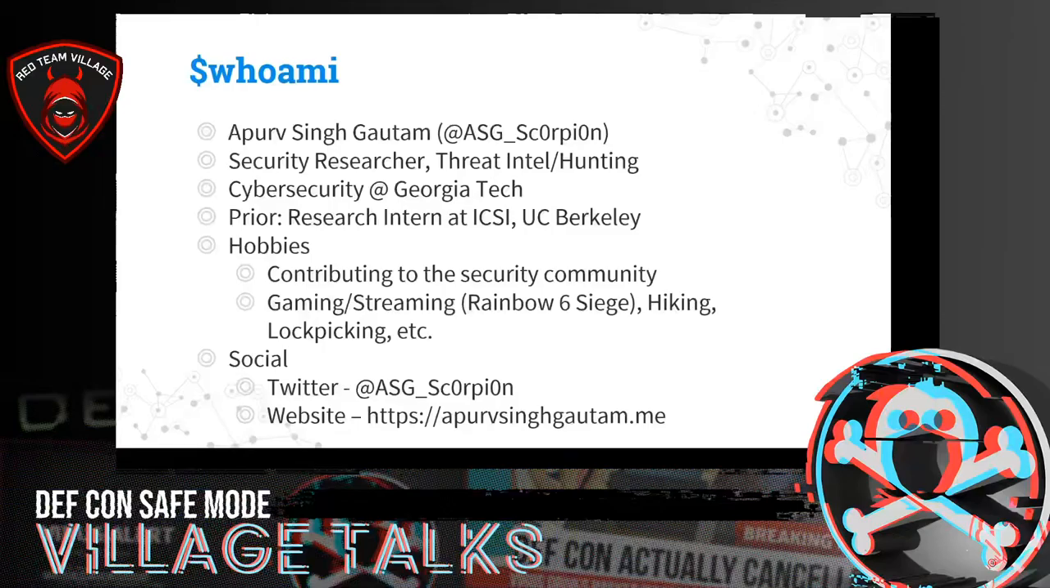Okay, so a little about me. My name is Apurv Gautam. I go by the handle ASG Scorpion. I am a security researcher. I started into threat intel or hunting 2 years back, and I've been living it since then. I'm currently pursuing my master's in cybersecurity at Georgia Tech. Recently, during this summer, I was a research intern at ICSI UC Berkeley, doing research in threat intelligence.